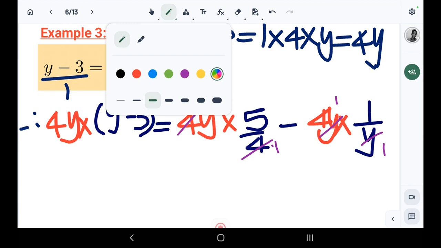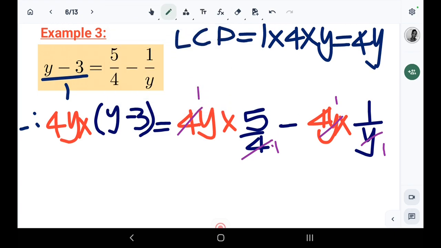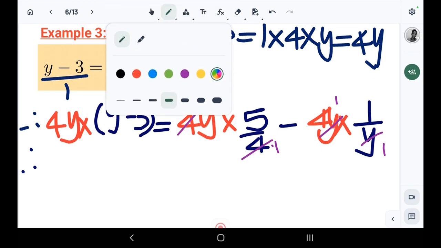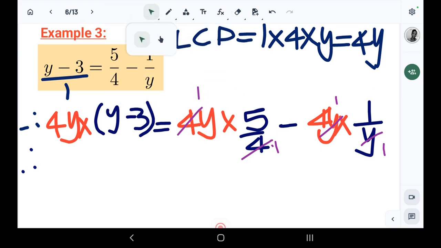Now you go, therefore, you expand. How do you expand? You multiply out 4y times y, that gives us 4y squared.